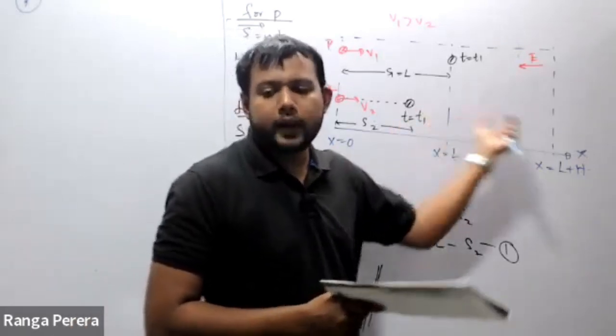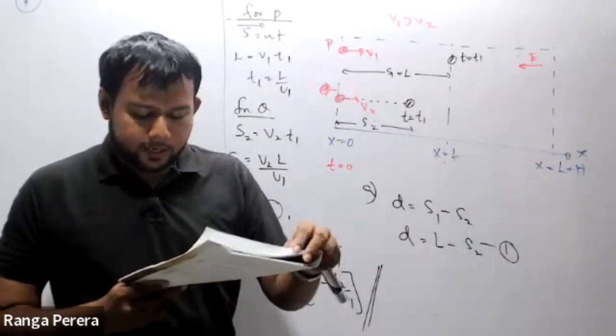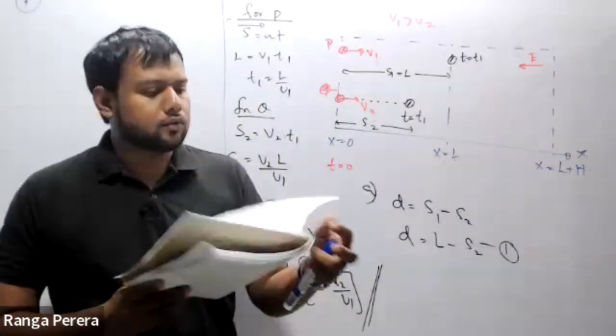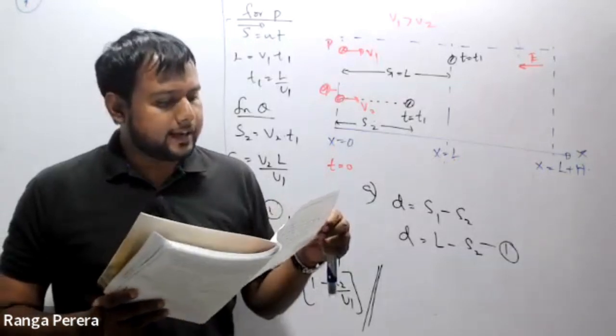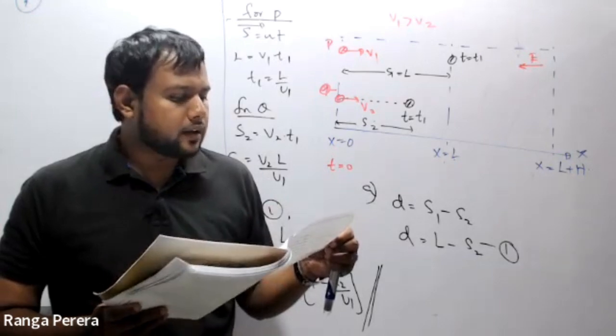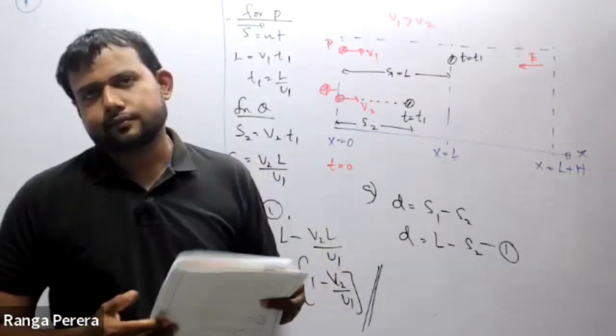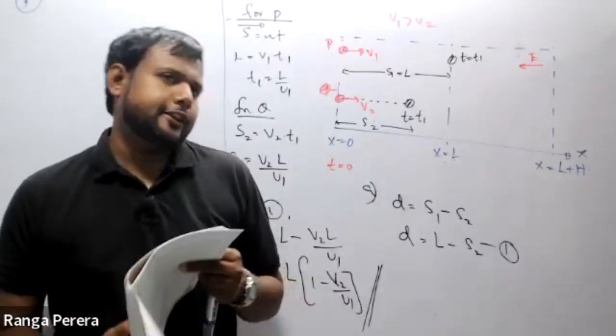The electric field is extended from x equals L to x equals L plus H, as shown in the figure. Obtain an expression for the minimum value Em of the intensity of the electric field required to turn both particles back and make them travel in the negative x direction.